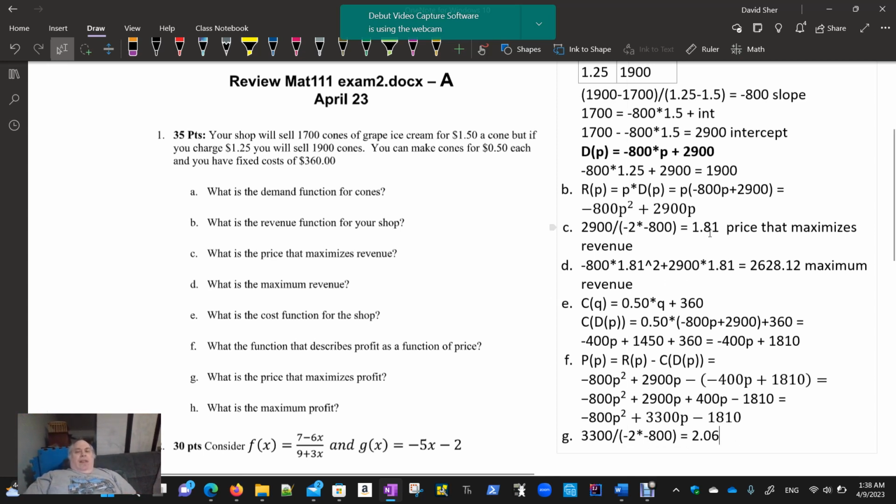That is less than 1.81. I mean, more than 1.81. 1.81 is less than that. Whenever we find the price that maximizes profit, it always is more expensive than maximizing revenue because we've got to pass along some costs.